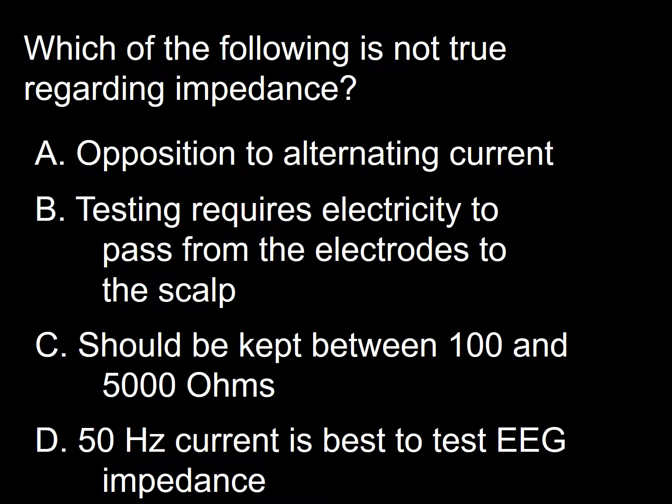The frequency of alternating current used to test impedance should be 10 Hz. This frequency should be used because you want to test the system with a frequency that corresponds to one of the frequencies that you're normally evaluating when you look at an EEG. So the answer to this question is D.